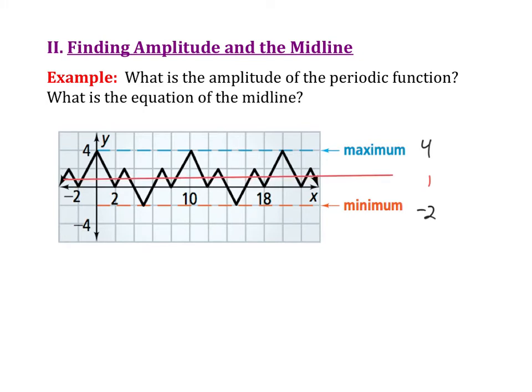Now the amplitude is going to be the distance from the midline to the max or the midline to the min. How far away is that? Well, that would be 3. Doesn't matter which direction you go. It's going to be 3 for each one. So my midline, y equals 1. My amplitude is 3.